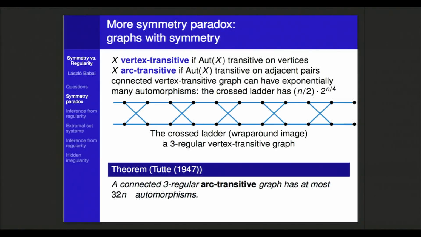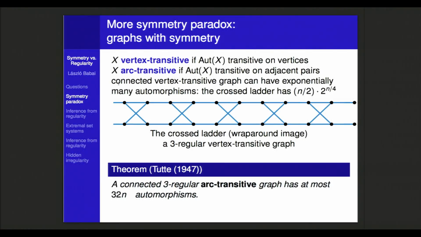Now, a connected vertex-transitive graph can have exponentially many automorphisms. Imagine this is a wraparound picture, so this will somehow close up. This is the crossed ladder, and you can see that if you look at these 4 vertices here, then you can simply swap the upper 2 and the lower 2. And you can do this independently everywhere, so that gets you 2 to the n over 4 automorphisms already, and then you can also shift them, so that's a factor of n over 2. So in any case, this is exponentially many, and this graph is vertex-transitive.